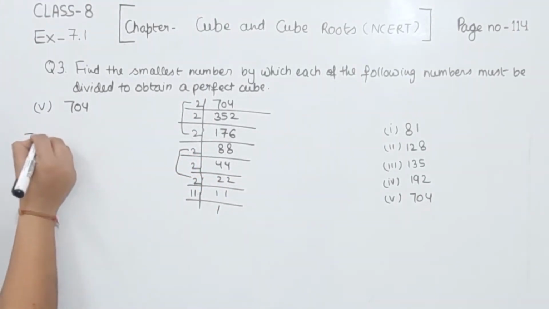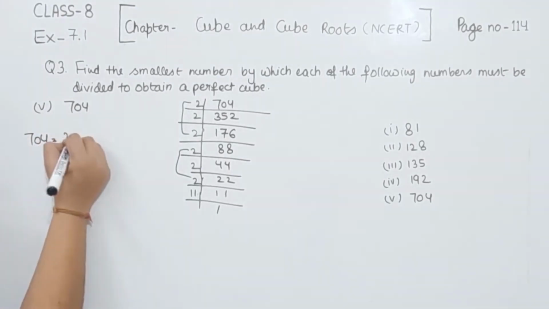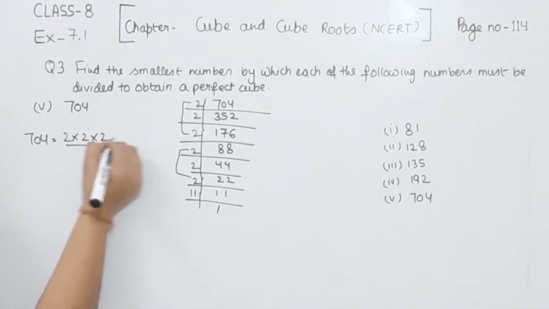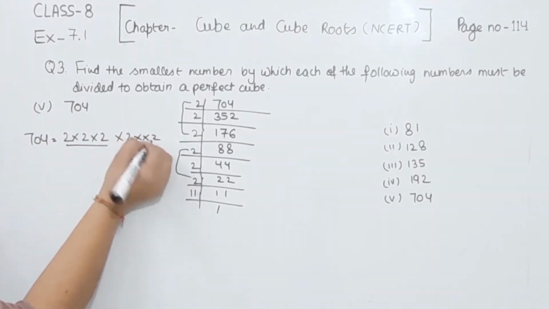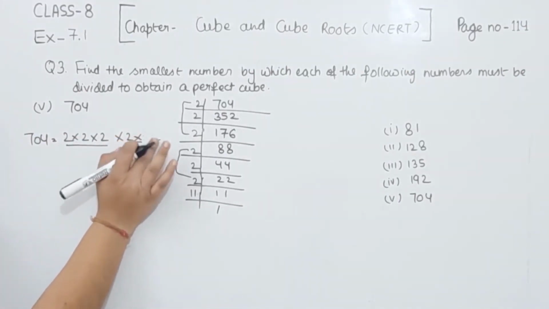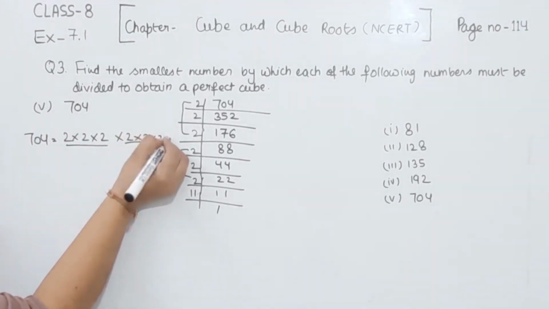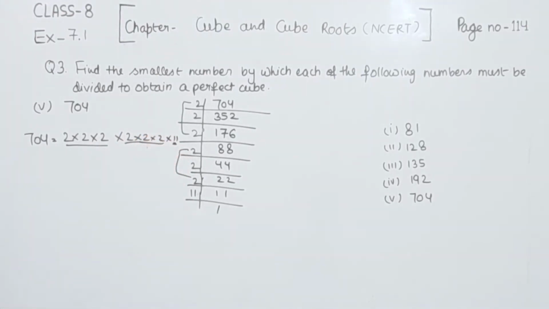So first of all, we are going to write the prime factors of the number 704. 2 multiplied by 2 multiplied by 2. This is the first one. 2 multiplied by 2 multiplied by 2. This is the second one we have, and then the 11. This one is not in the 3's group.